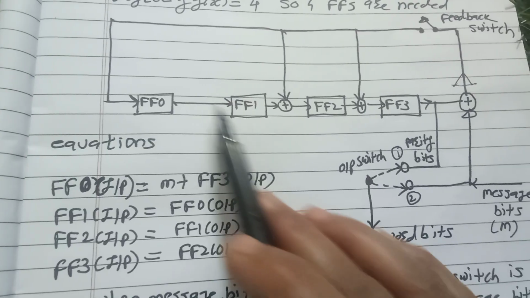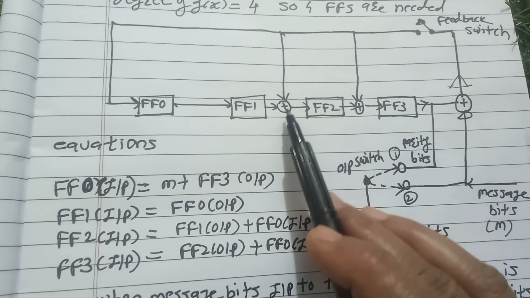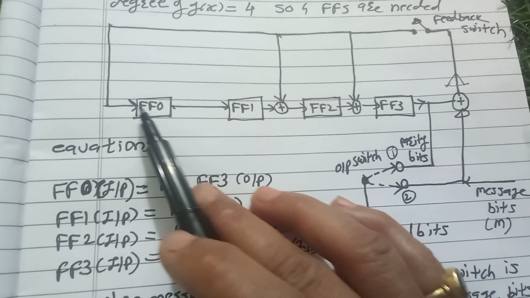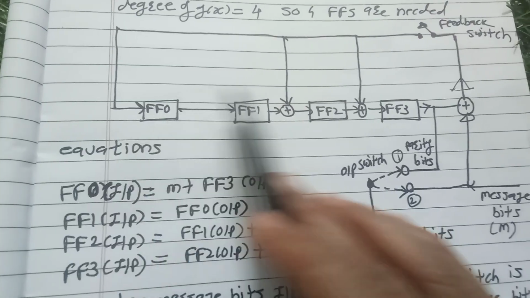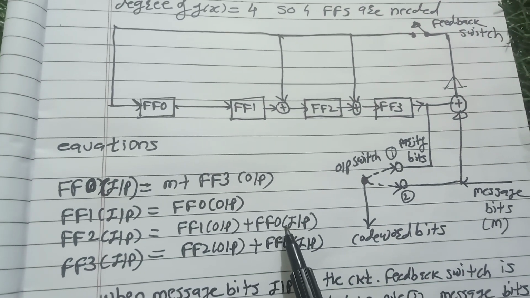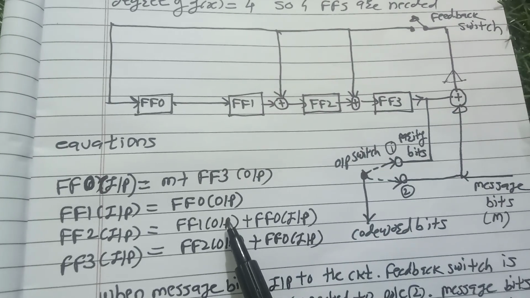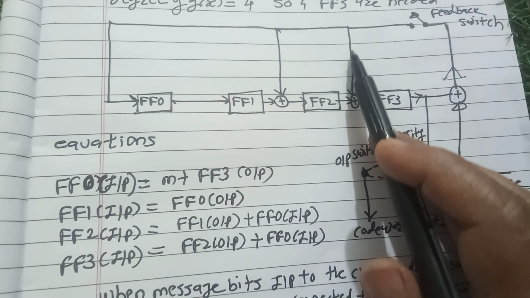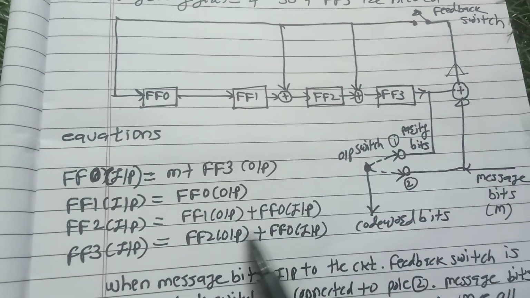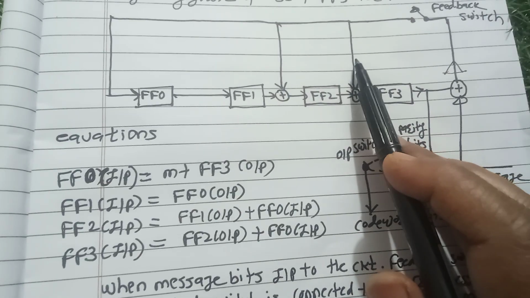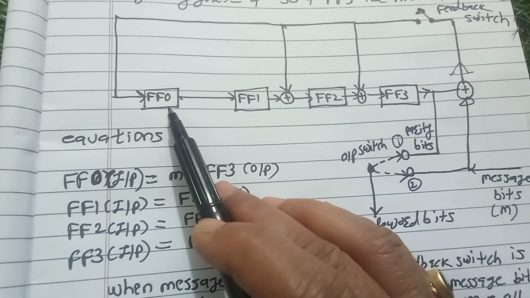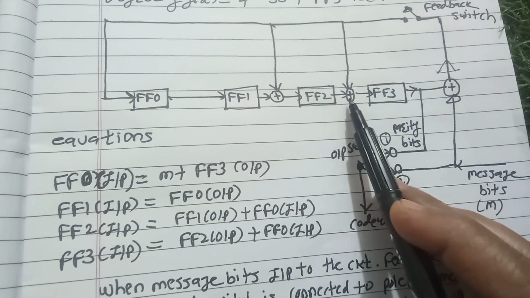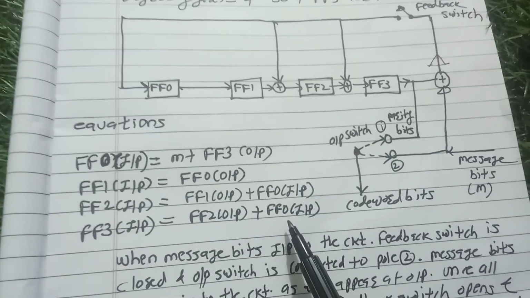What is flip-flop 1 input? That is equal to flip-flop 0 output. What is flip-flop 2 input? That is equal to this line. Now this line I have told you is equal to flip-flop 0 input. So flip-flop 2 input is equal to flip-flop 0 input plus flip-flop 1 output. Then flip-flop 3 input is equal to flip-flop 0 input plus flip-flop 2 output, because this line, this line, this line and this line are nothing but flip-flop 0 input.